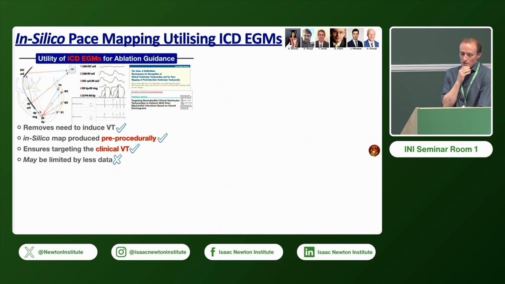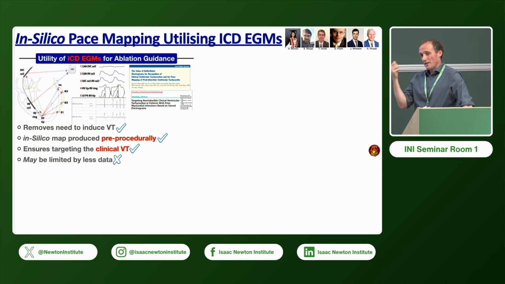So the concept of using ICD data to guide VT ablation isn't necessarily novel on its own. Potentially it's quite useful because you could be a bit more sure that you're targeting the clinical ECG. If we're doing this in our context, we would be able to do it entirely pre-procedurally. We wouldn't have to induce VT in the lab because we've already got these recordings on the ICD.